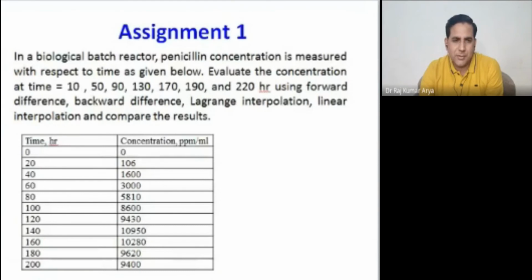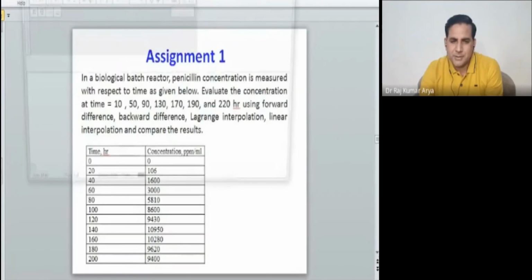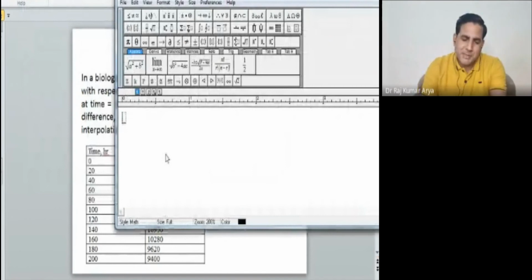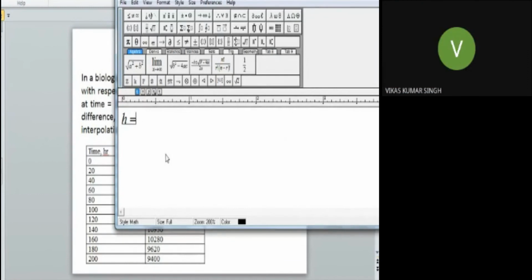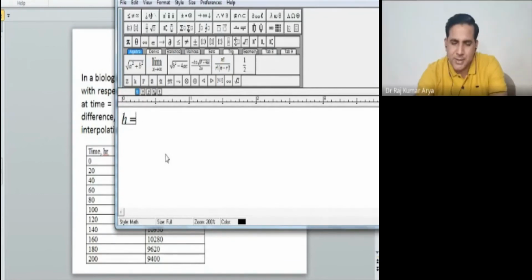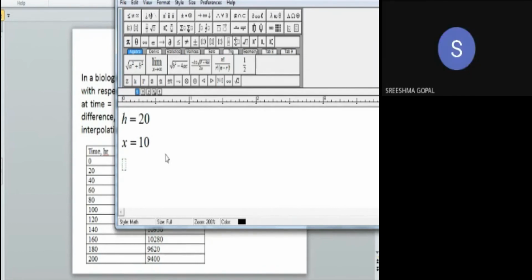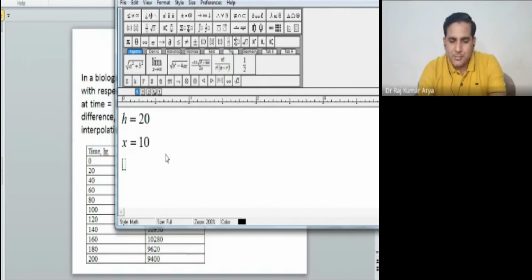How to calculate alpha corresponding to the first point? How much is h? H is 20, because that is the interval size. What is your x? X is the value at which you are calculating the function. First you are calculating at x equal to 10, right? So that is your x equal to 10.